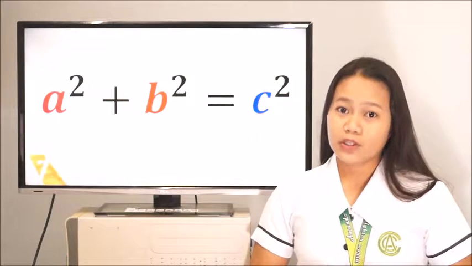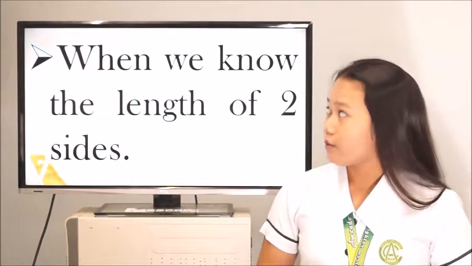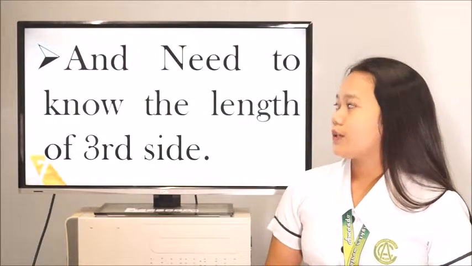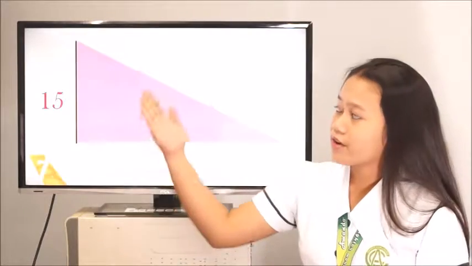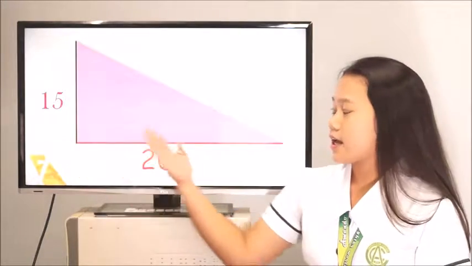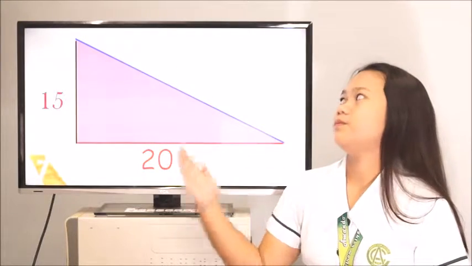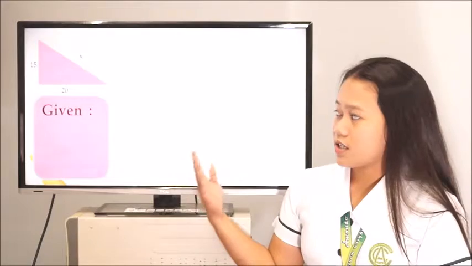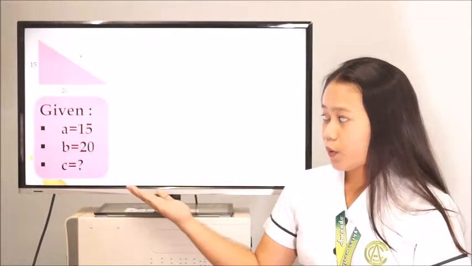So when do we need to use the Pythagorean Theorem? We need to use this theorem when we know the lengths of two sides and need to know the length of the third side. So let's have an example. For instance, we have this. The first side is 15, the second side is 20, and the third side is unknown. Let's have the given: A is equal to 15, B is equal to 20, and C is unknown.